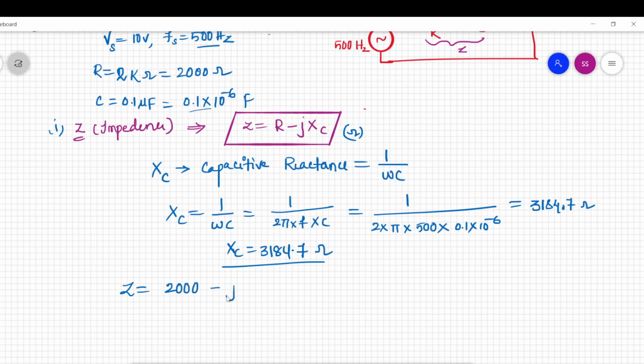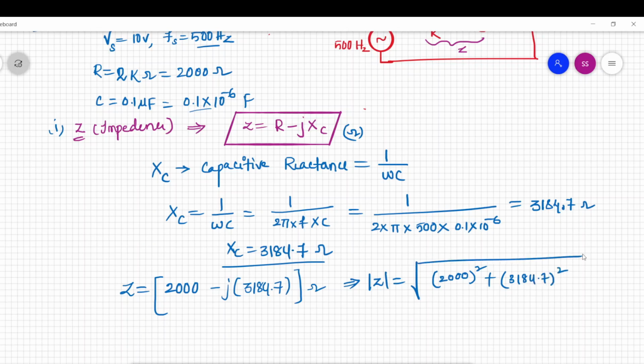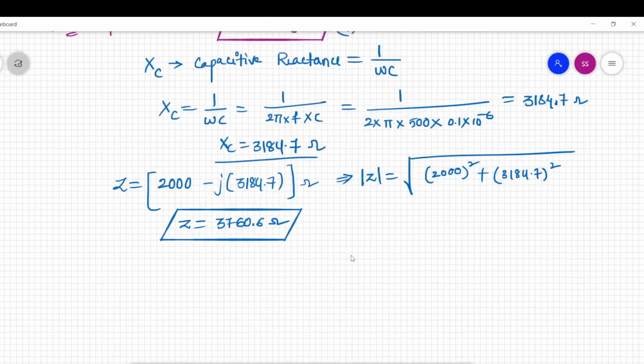Okay, now let us find impedance, that is R given in the question is 2000 minus j into XC, which is 3184.7. So this is impedance in ohms. If you want to find the magnitude, you can find it, that is the square root of R square plus XC square. So the magnitude of impedance equals the square root of 2000 square plus 3184.7 whole square. So impedance will be 3760.6 ohms. Okay, this is the first parameter.